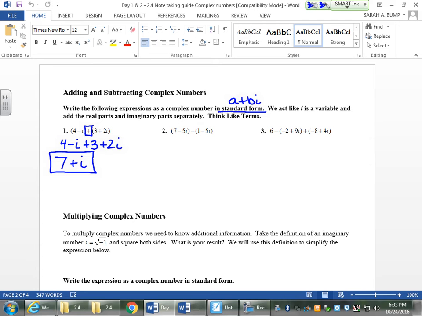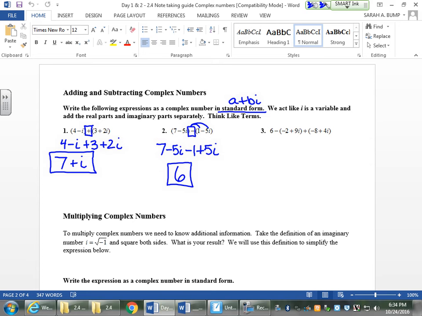If we look at number 2, it's subtraction. Subtracting is a little harder, just like we did in September. Subtracting more than one term, you need to distribute the negative to the second imaginary number. So we're going to get 7 minus 5i minus 1 plus 5i. And then go ahead and combine like terms. 7 minus 1 is 6, and the negative 5i plus 5i cancel. So when we subtracted those, we ended up with a real number answer.